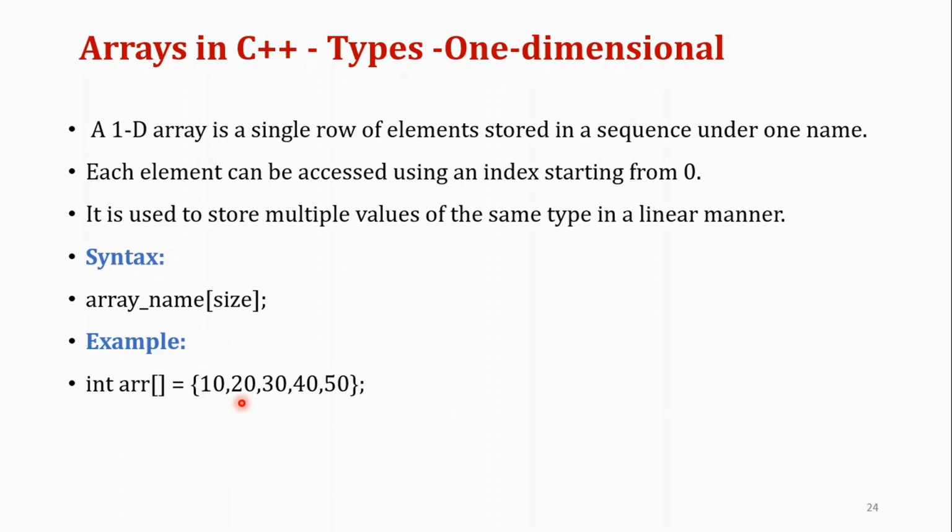The syntax is the same: data type, array name, and the size. Integer is the data type, then the array name, and you can initialize it now, or initialize it later.